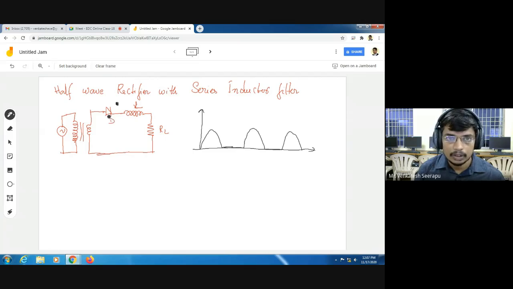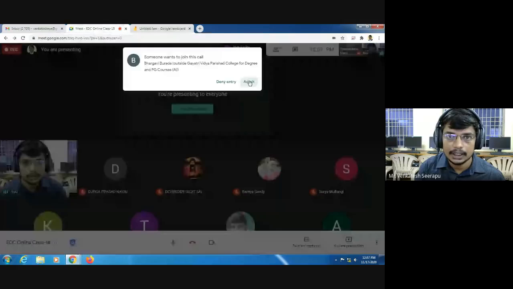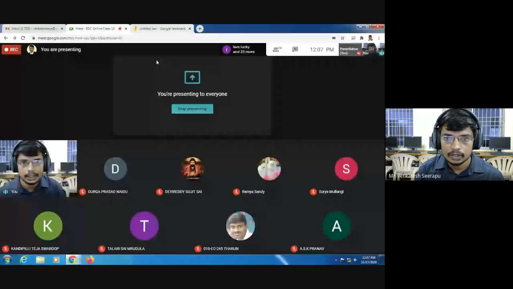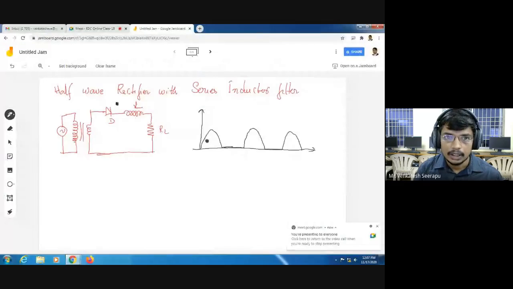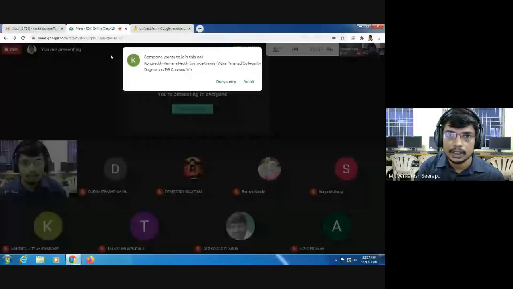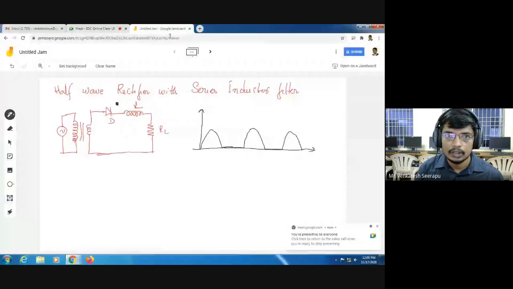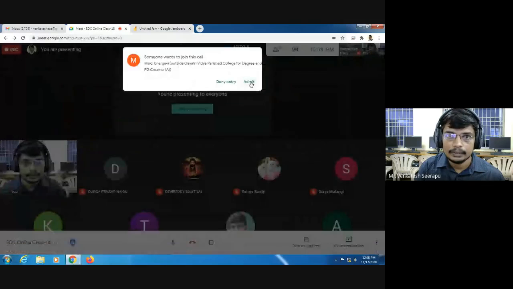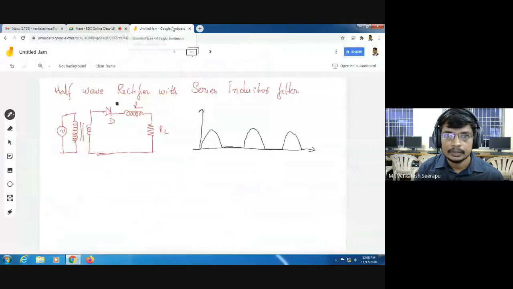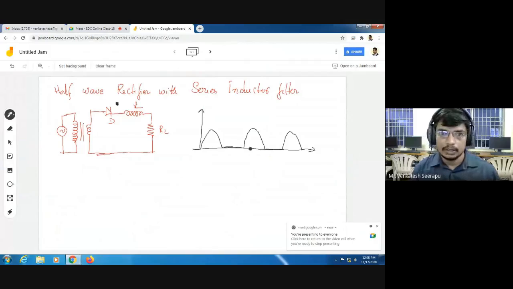Why? Because the diode is forward biased for the positive half cycle, and it acts like an ON switch. So it allows only positive half cycles. Whereas the diode is reverse biased for negative half cycles, so it doesn't allow negative half cycles. Okay, so this is the output waveform of the rectifier.